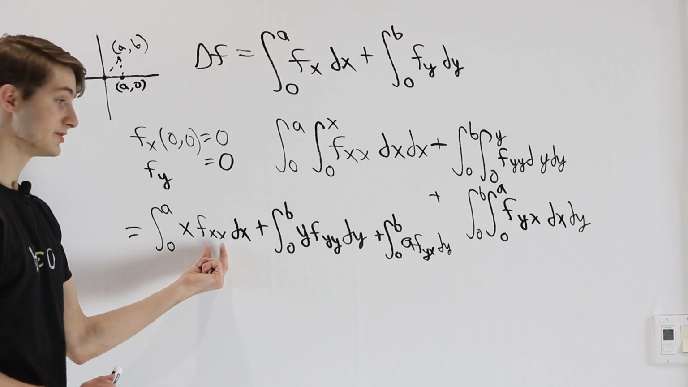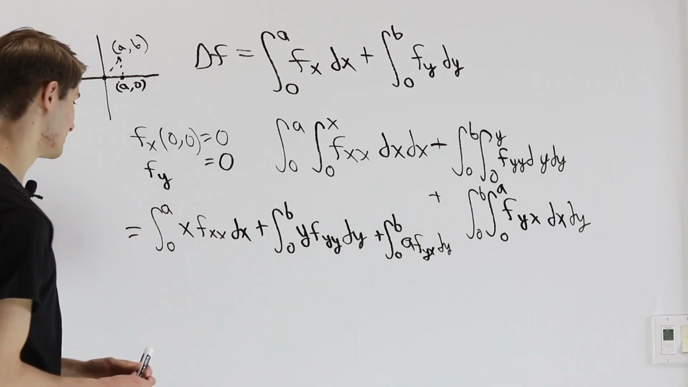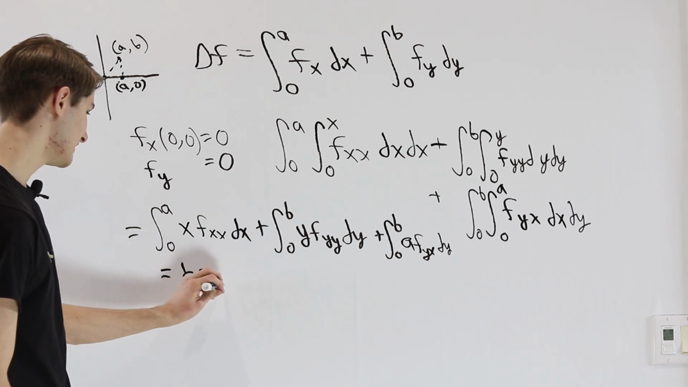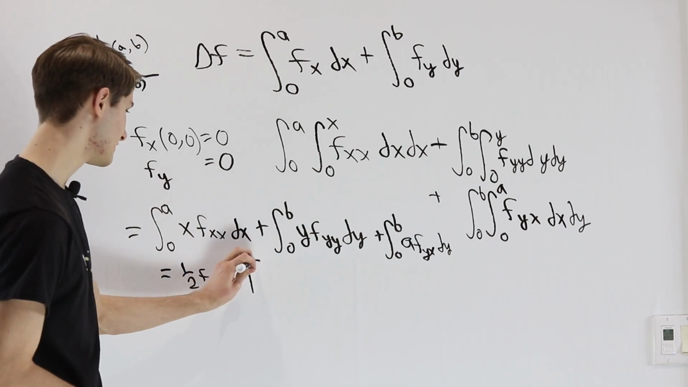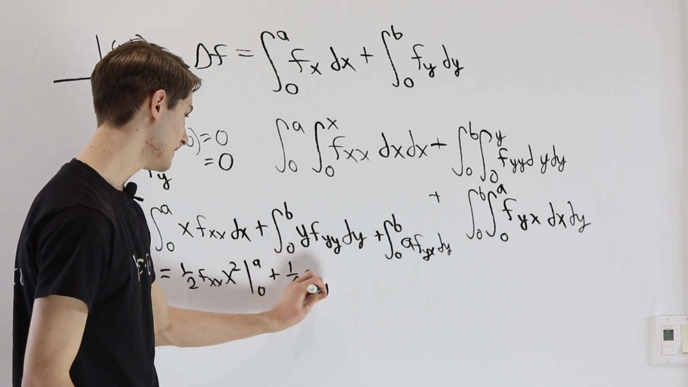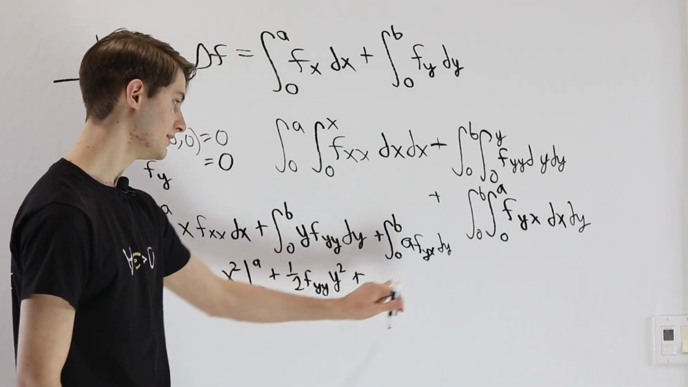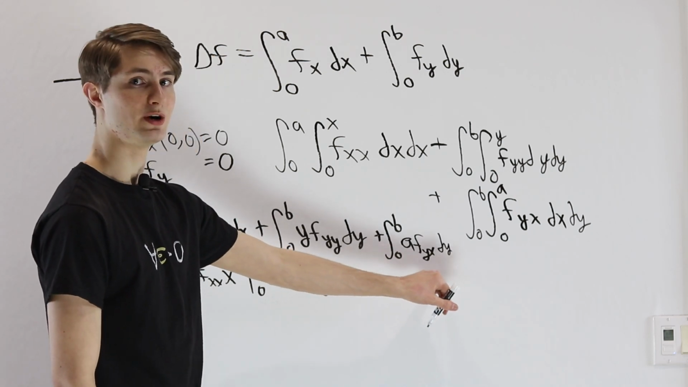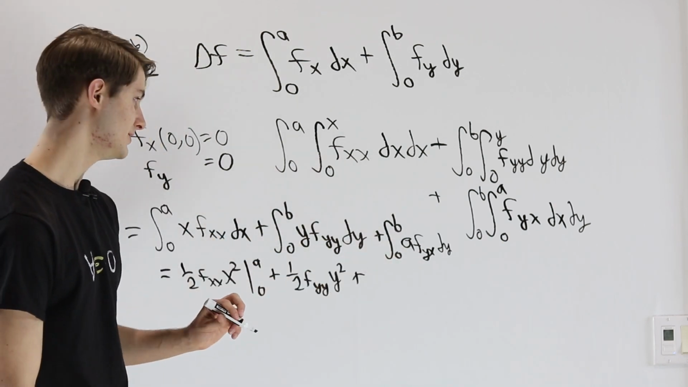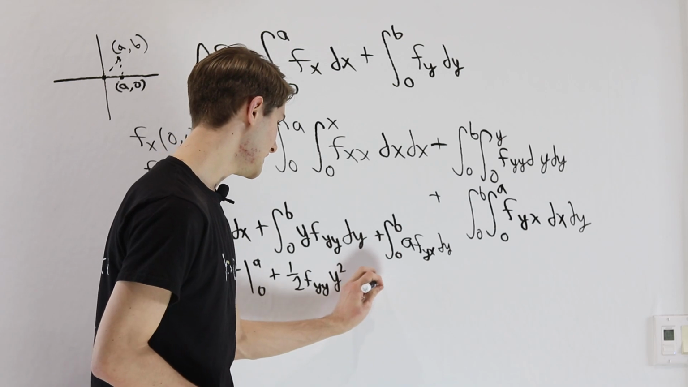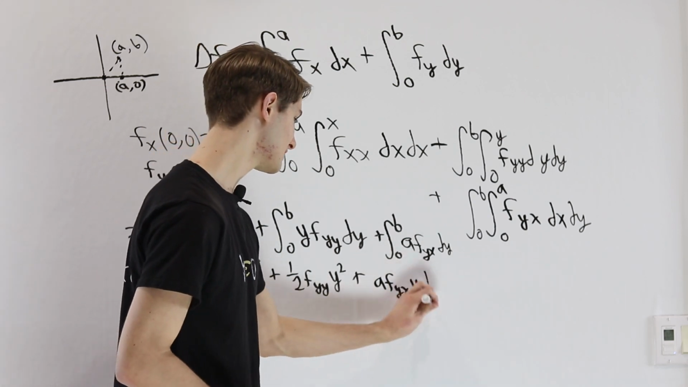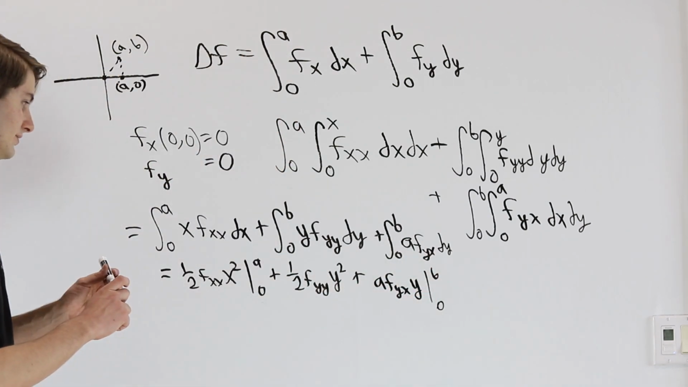This time, f sub xx is still a constant, but x is now a variable. So when we integrate with respect to x, we're going to get 1/2 f sub xx times x squared, evaluated at a and 0. Same thing here, we'll have 1/2 f sub yy times y squared. And finally, right here, not only is f sub yx a constant, a is also a constant. So this is still the integral of a constant. And all we're going to get here is a times f sub yx times y, the variable we're integrating with respect to, evaluated at b and 0.